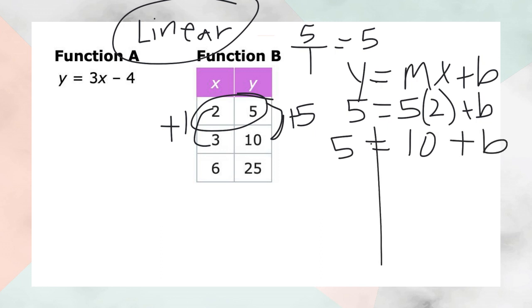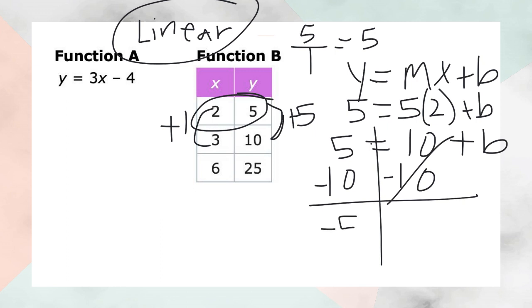And now I have a one-step equation. So I need to get b by itself, so I need to move 10. That 10's positive, so the opposite will be to subtract. It cancels out on this side. 5 minus 10 is negative 5, and that equals b. So b equals negative 5 for function b.